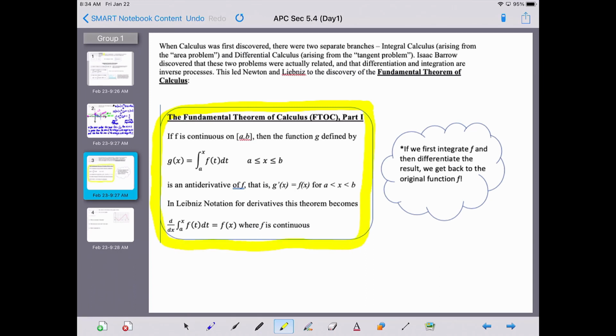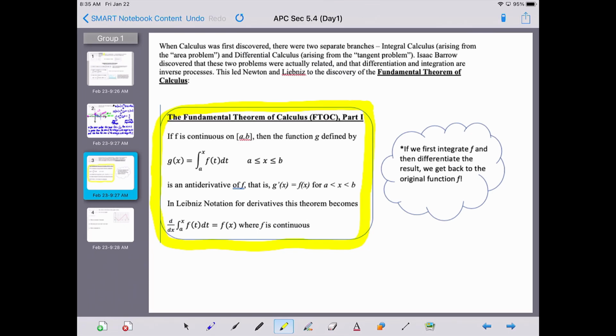The fundamental theorem of calculus part 1 says that if f is a continuous function on a closed interval [a, b], then the function g of x, defined by the integral from a to x of f of t dt for values of x between a and b, is the antiderivative of f. That is, if we take the derivative of the integral, we just get back the function itself, right?